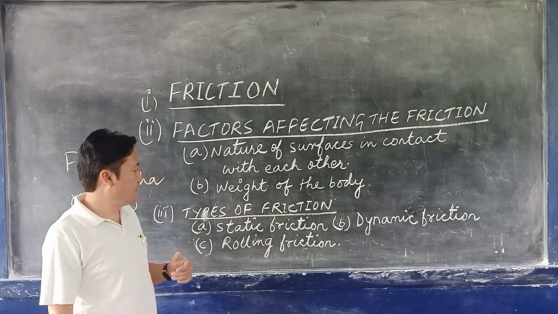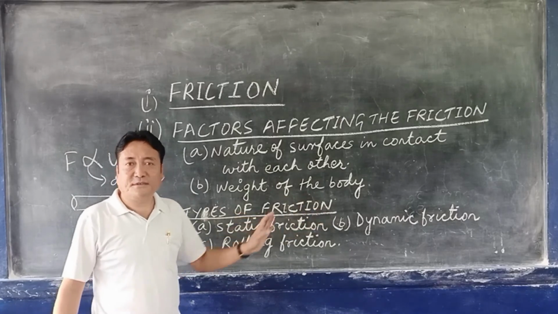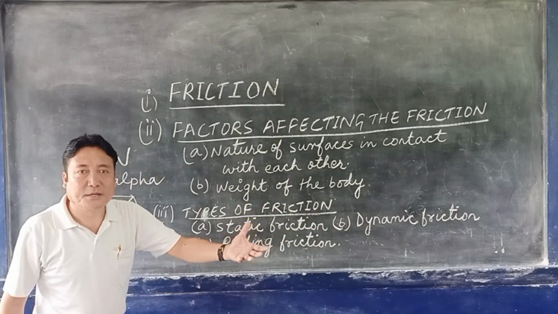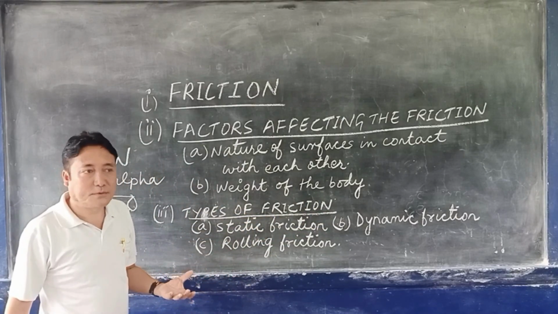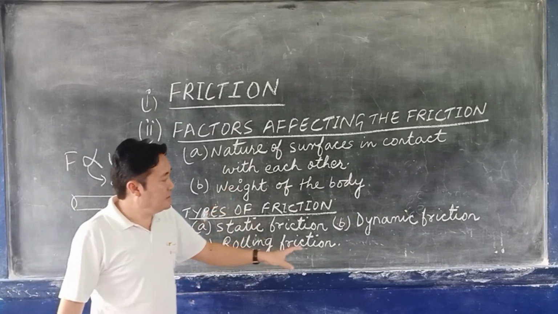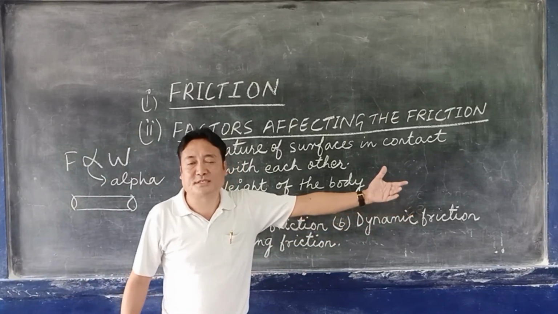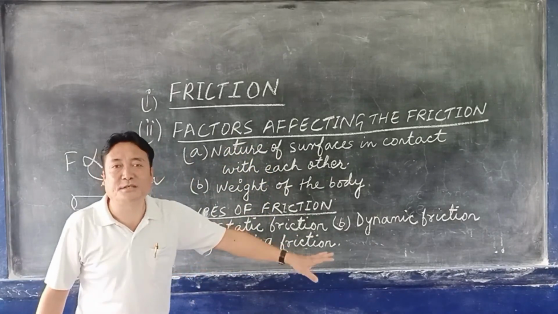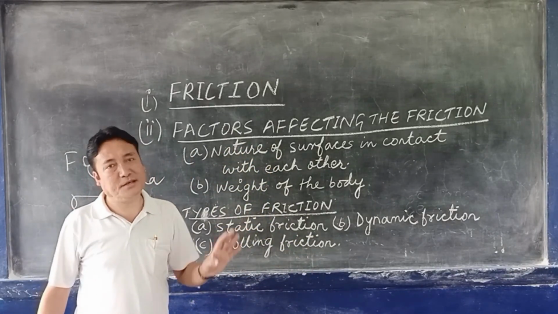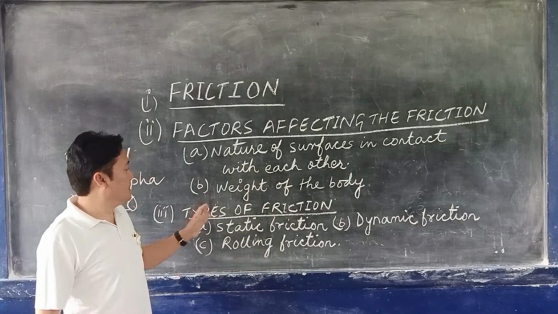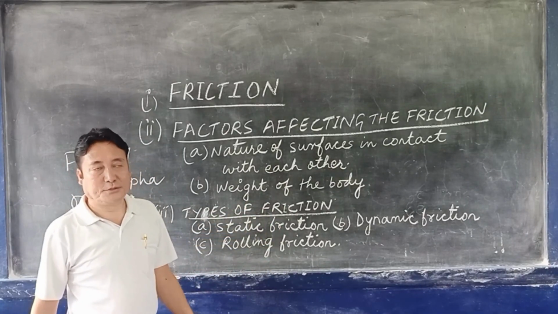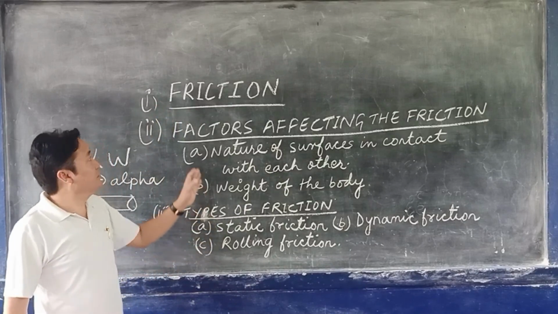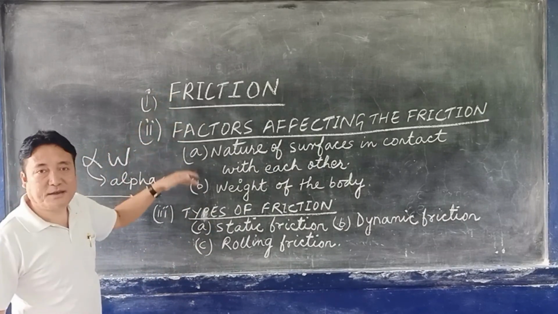So when we consider the types of friction here, one friction doesn't make a body move, which we call static friction. Another is dynamic friction, or sliding friction, which makes a body slide. And the third one is rolling friction, which makes a body roll on the surface. So this is about the types of friction. We have come to the end of the friction topic.